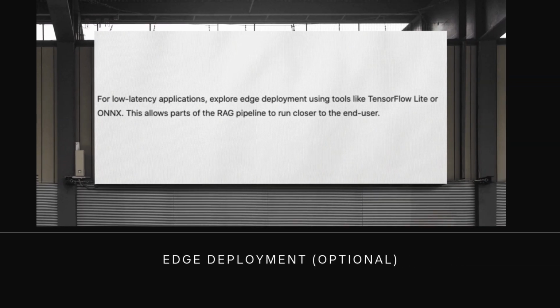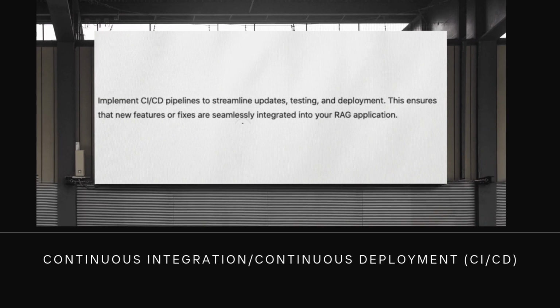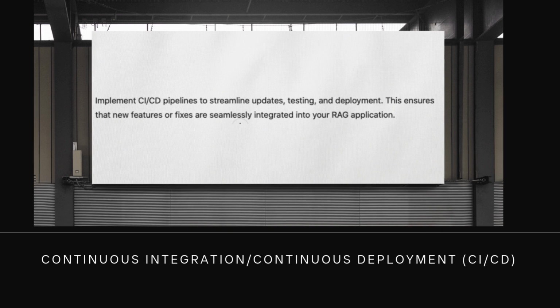Edge deployment, optional. For low-latency applications, explore edge deployment using tools like TensorFlow Lite or ONNX. This allows parts of the RAG pipeline to run closer to the end user. Continuous integration, continuous deployment, CI/CD. Implement CI/CD pipelines to streamline updates, testing, and deployment. This ensures that new features or fixes are seamlessly integrated into your RAG application.